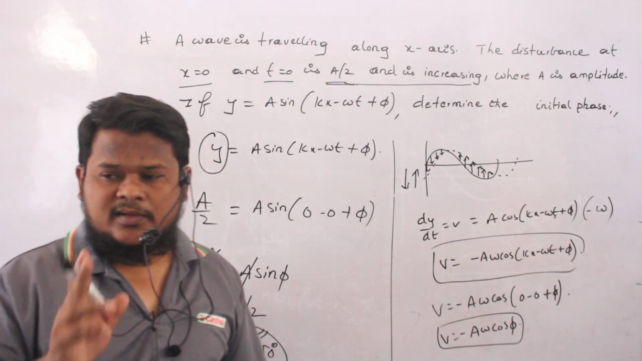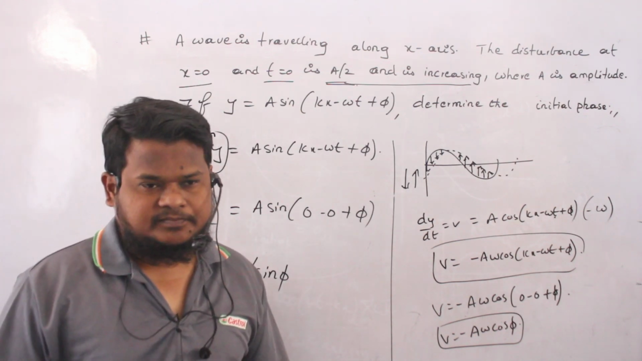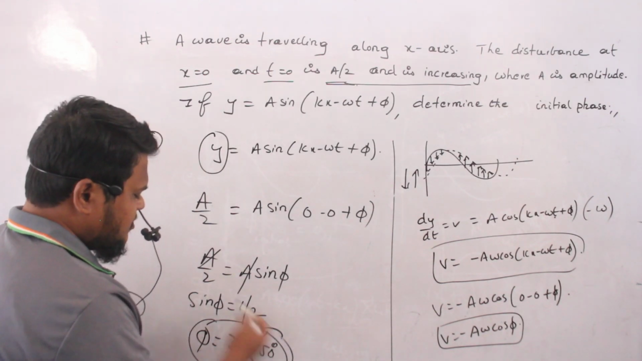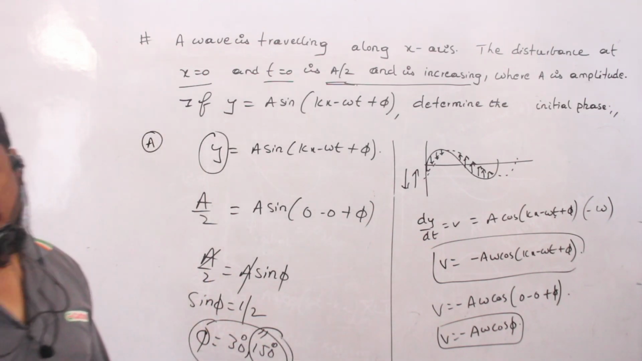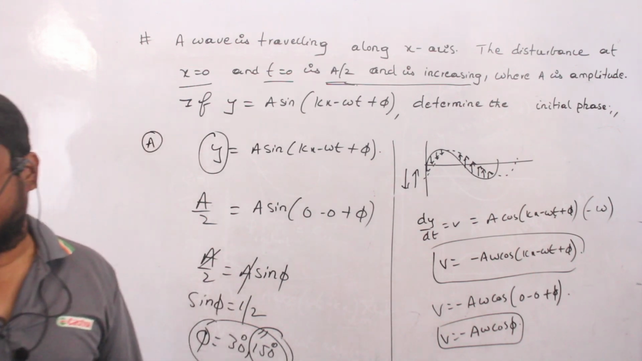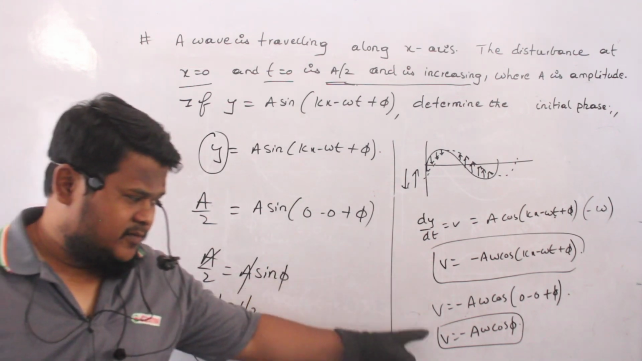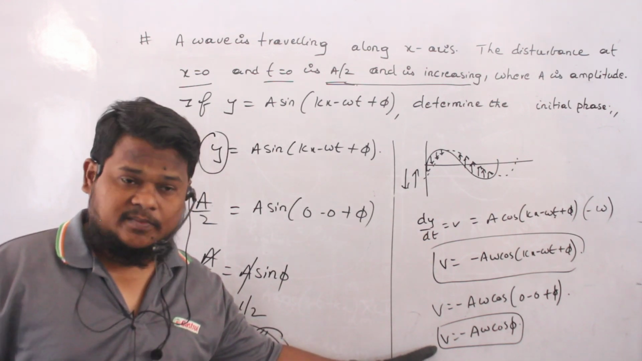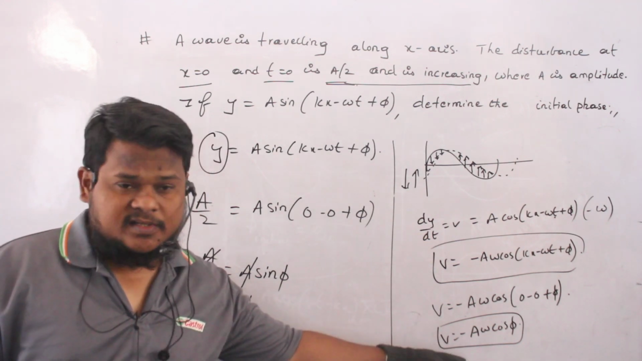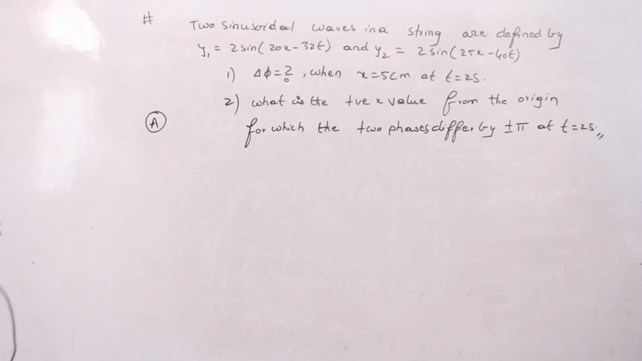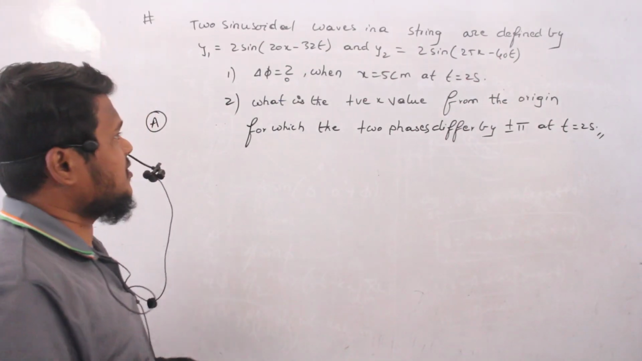Are you able to understand? But if you substitute 30 degrees, then my velocity is negative, because cos 30 degrees is positive. So therefore my answer must be 150 degrees, because cos 150 is negative, and negative into negative becomes positive, so the velocity becomes positive. Clear now? That's my answer.